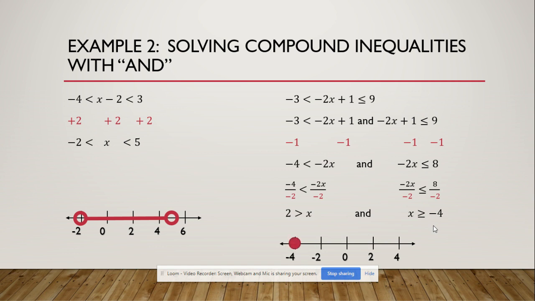So we've got our negative 4 over there, and we would be going in the greater than direction all the way up to the x is less than 2. And so our intersection is there in between.